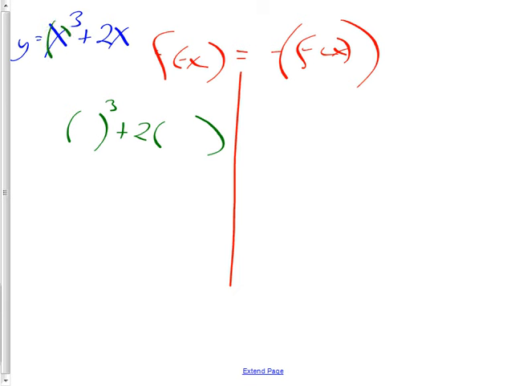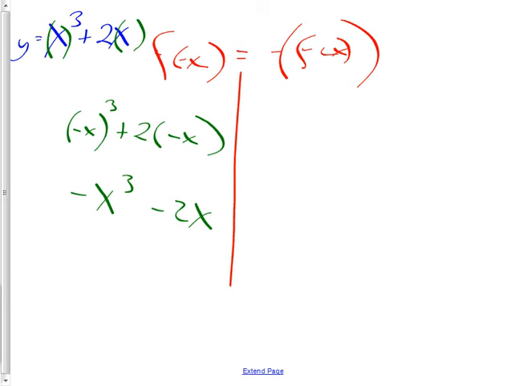You put an empty parenthesis here. Now I'm going to drop in a negative x, and now at least you got it all set up correctly. Negative x cubed, the negative is going to be negative times negative times negative, which makes negative x cubed minus 2x. And there's nothing else I can do on that. I'm done. Now I move to the other side.